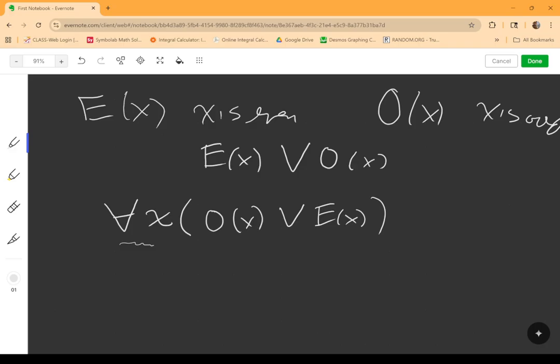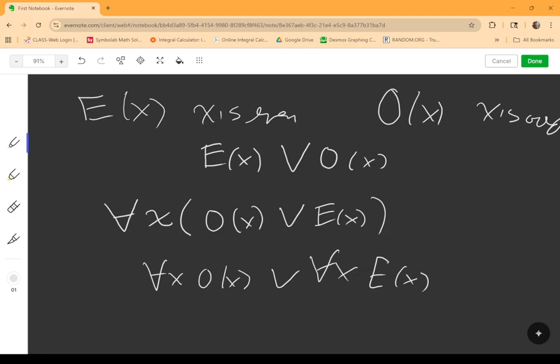Now keep in mind a couple of things here. This does not mean the same as this. That means a completely different thing, so we have to be careful in our language. Here we're saying for all numbers x, x is odd, or for all numbers x, x is even. So either all the numbers are odd or all the numbers are even, which is not what we want to say. How we write this is very important.